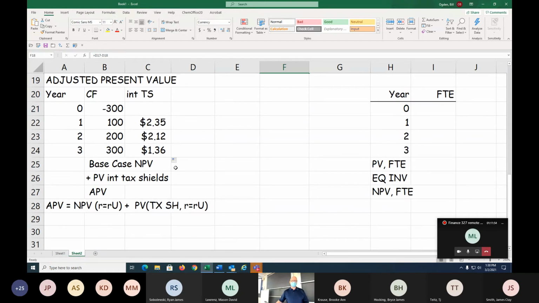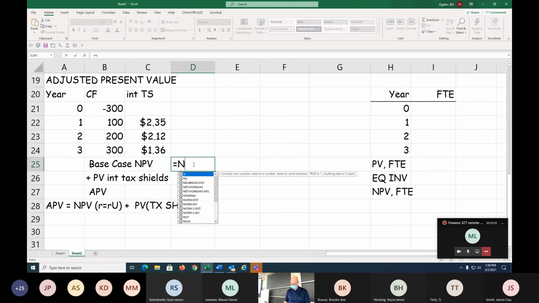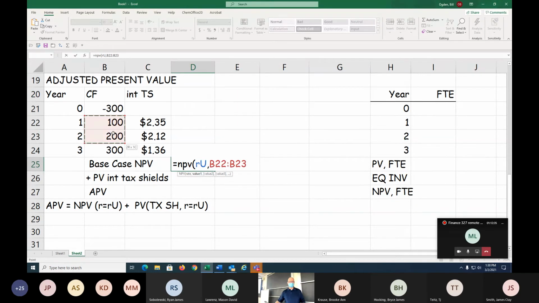And so let's start out with the NPV. First of all, what would the NPV be? That's this first term here, if we valued the project using the unlevered cost of equity as the cost of capital. So I'm going to say equals NPV, and then rather than using the WACC, I'm going to use RU. Let's start over. NPV, RU, and then your cash flows, 100, 200, 300.